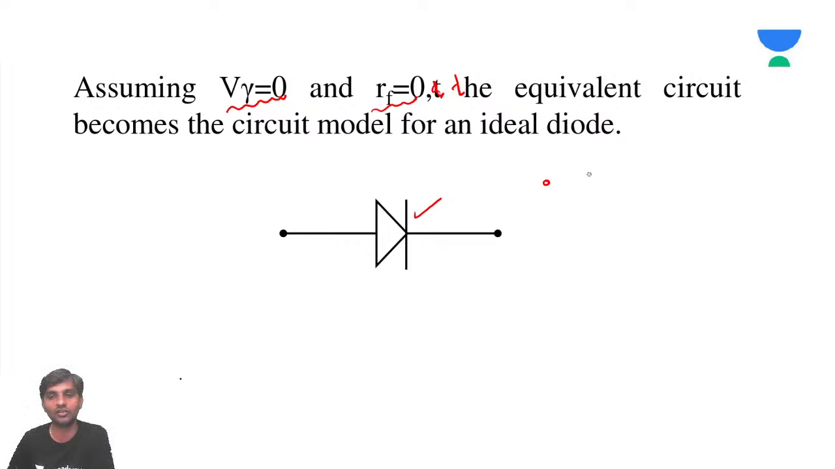So what is an ideal diode? How will the ideal diode behave? For forward bias, you will always remember this: we assume that the ideal diode is going to be a short circuit.